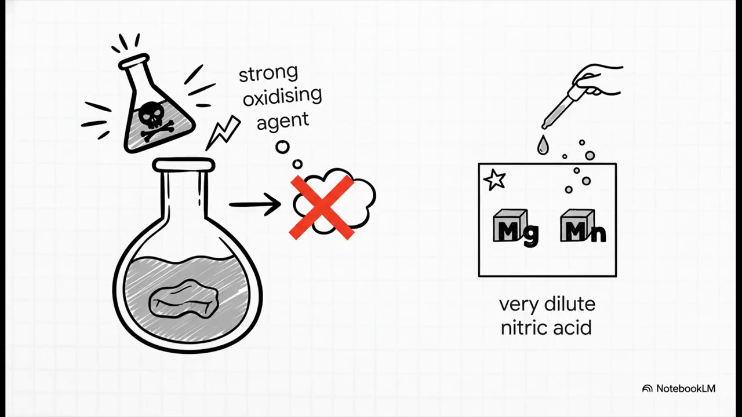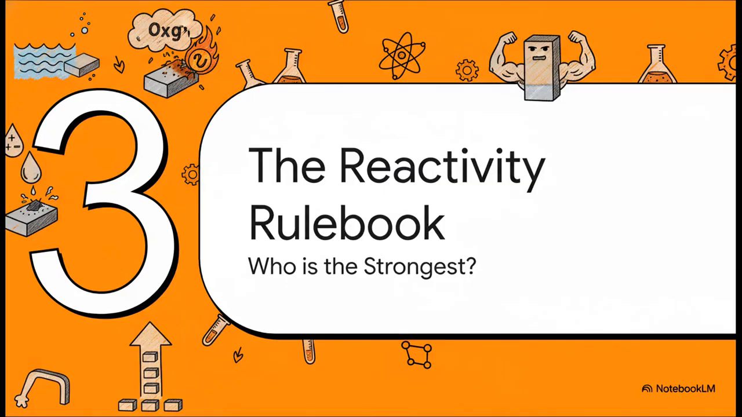And here is another very important exception you need to be aware of when we talk about reactions with acids. When a metal reacts with nitric acid, or HNO3, it usually does not produce hydrogen gas. Why is that? It's because nitric acid is a very strong oxidizing agent. Only two metals, magnesium and manganese, can react with very, very dilute nitric acid to give hydrogen gas. Please remember this.